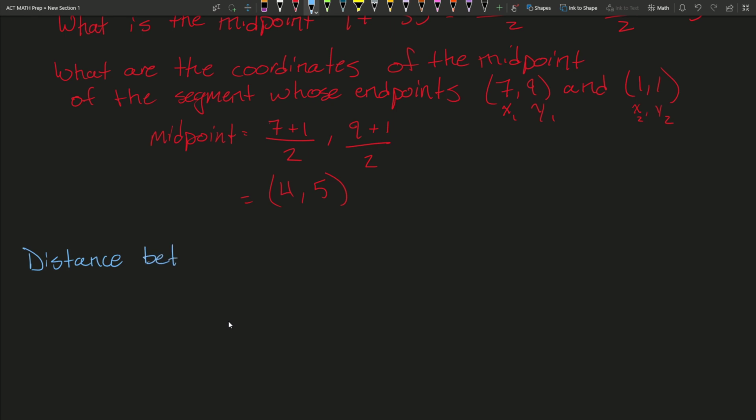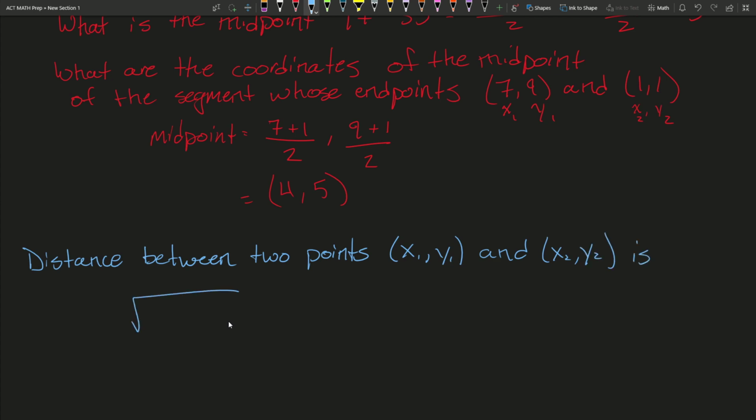The distance between 2 points x1, y1 and x2, y2 is the square root of x1 minus x2 squared plus y1 minus y2 squared.